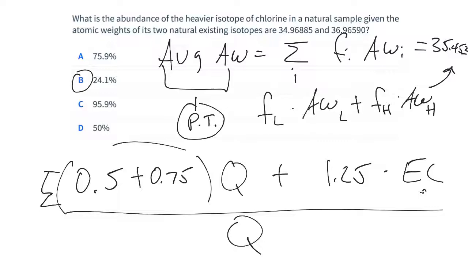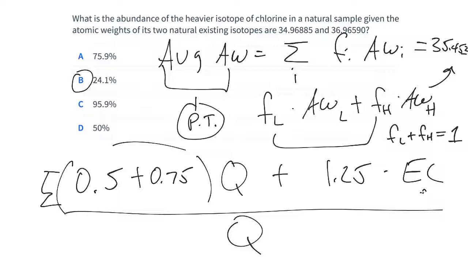Okay, now, one problem-solving trick, there's like two problem-solving tricks here. One would be that since there's only two, these have to add up to one, like the fraction of the lighter plus the heavier have to sum up to be equal to one. So it's like either one or the other. So if it's 50% one, it's 50% the other, so it's 0.5 one, 0.5 the other. If it's 75% one, it's 25% the other, so 0.75, 0.25.